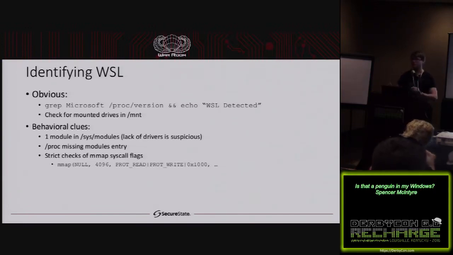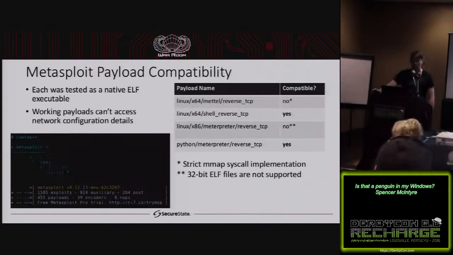So you can have the exact same function with this extra 0x1000 that's an undefined flag, and that'll run successfully on Linux, but on Windows, it'll return an error. So that's kind of an interesting behavioral clue, and that's actually because of the implementation that Microsoft used for that system call. So, like I mentioned, I found that while I was looking through some of the Metasploit payloads.